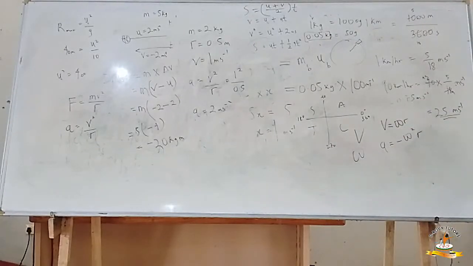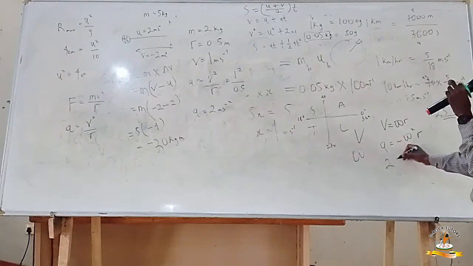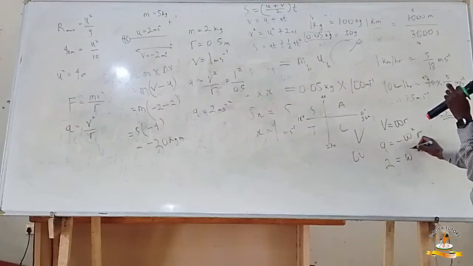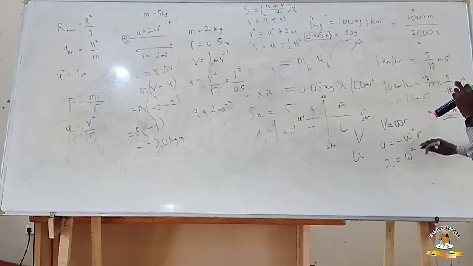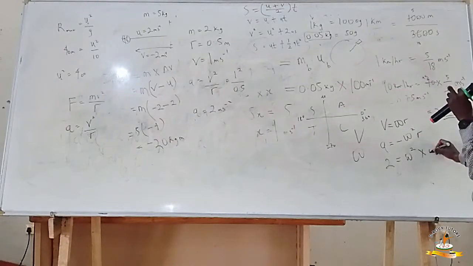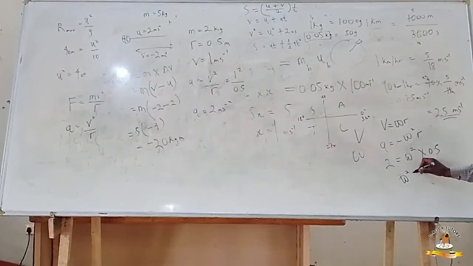So now my A is 2 from that place. You can neglect your negative sign. Omega square times R, and my R from the question is 0.5. So I will say omega square equals 2 over 0.5. Okay, let me explain again, don't worry.